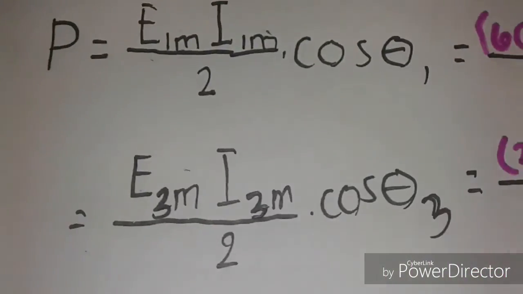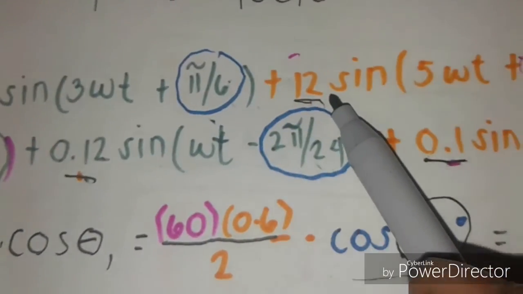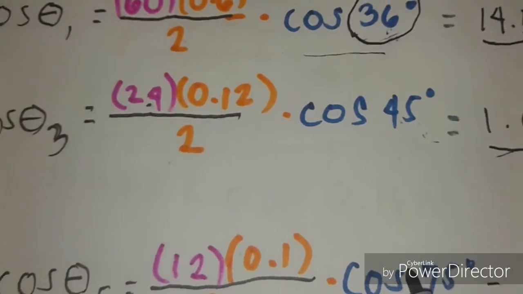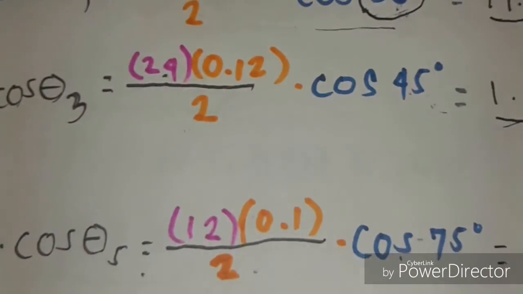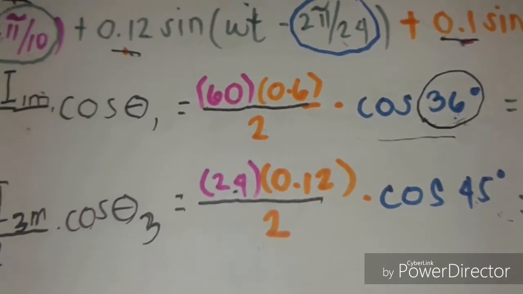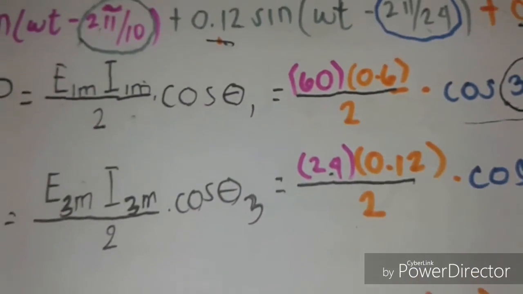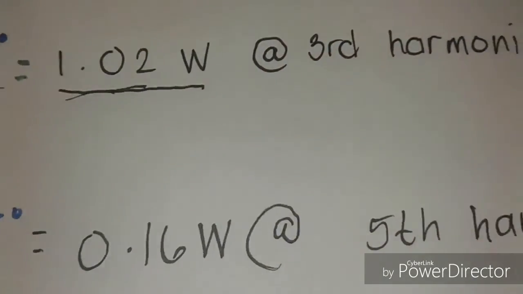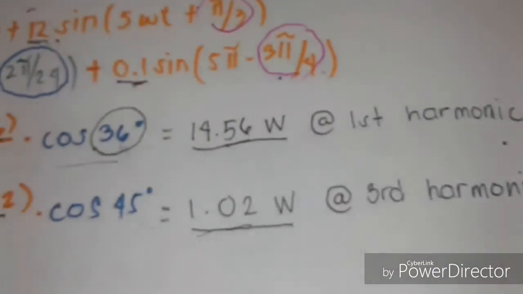Next, same procedure as with the first and third. Multiply 12 times 0.1 over 2 cosine 75. Evaluate the angles again, then add both of them, you get 75. Then 12 times 0.1 over 2 cosine 75, we get the value of 0.16 watts at the fifth harmonic. Now we have them.